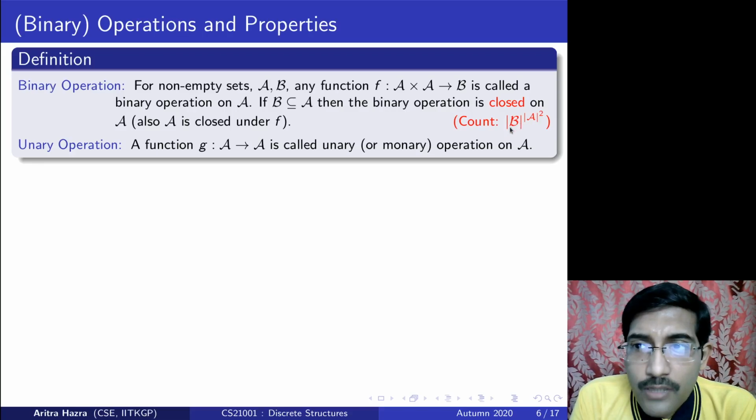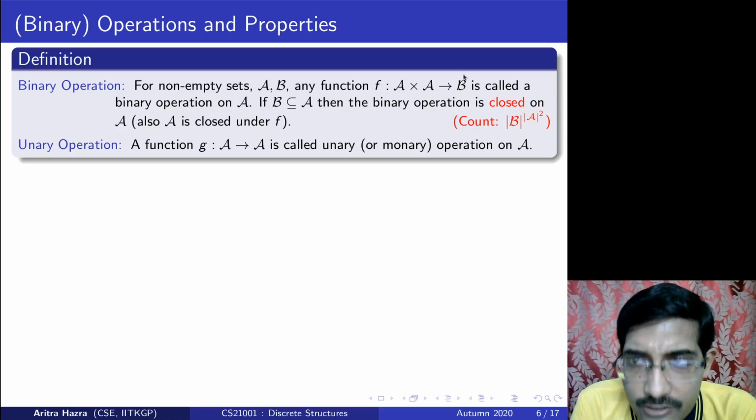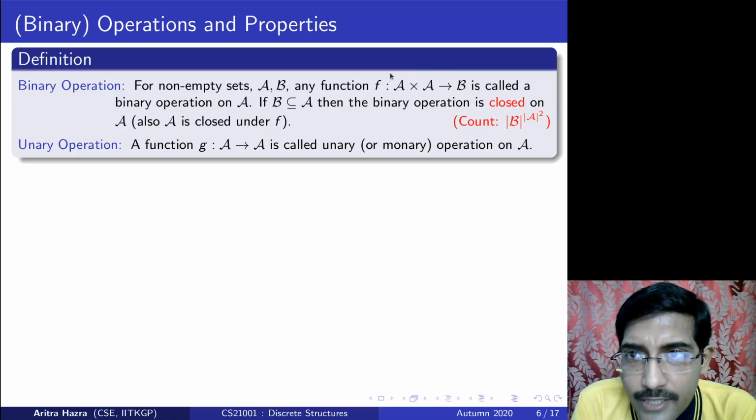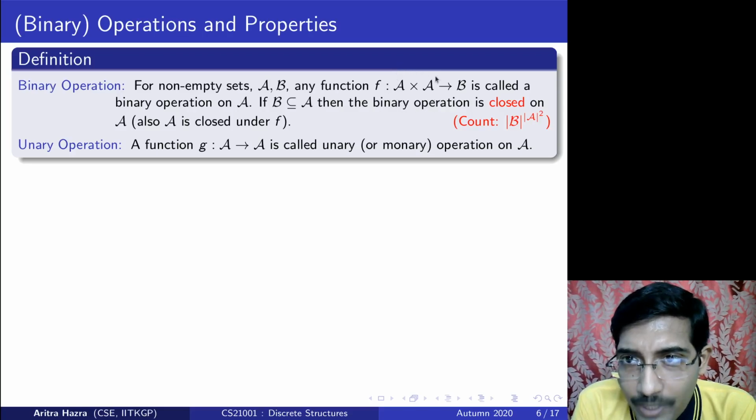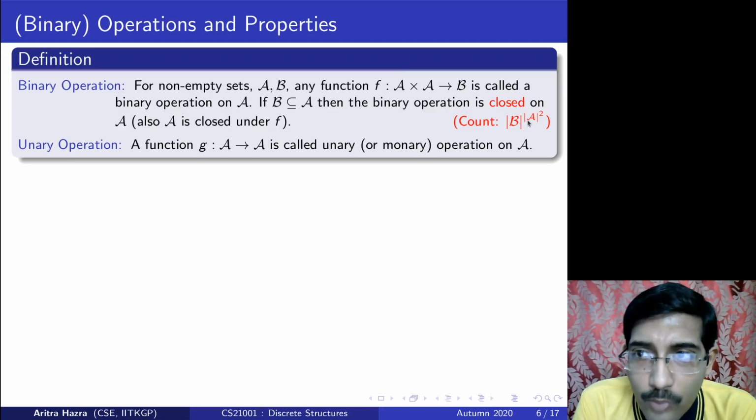So the number of such binary operations possible is the cardinality of set B to the power A square. It is pretty straightforward because the number of functions is the cardinality of B to the power of the number of elements in the domain. The number of elements in the domain here is A square, as per the cross product.